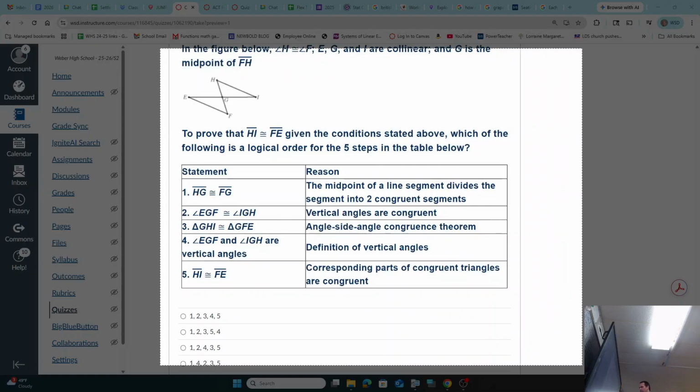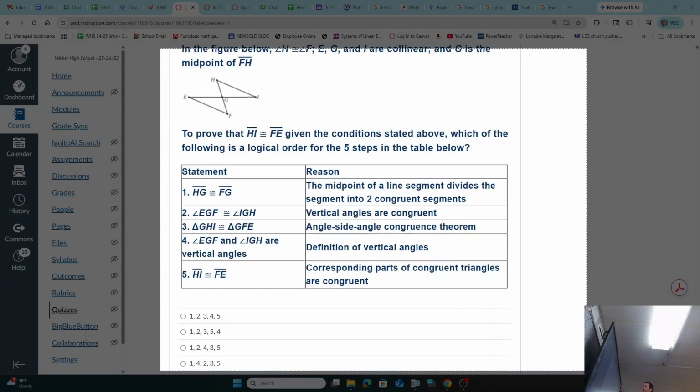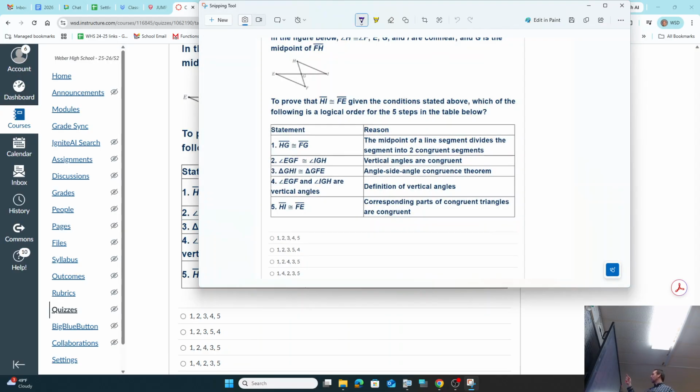Okay, so this is just trying to prove that HI is congruent to FE. And so the steps you're going to have to do here are 1, 4, 2, 3, 5. So first we say HG is congruent to FG. And then you say that the angles are congruent. EGF is congruent to this one because vertical angles are congruent.